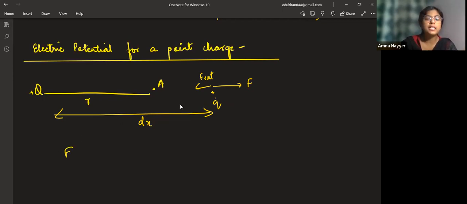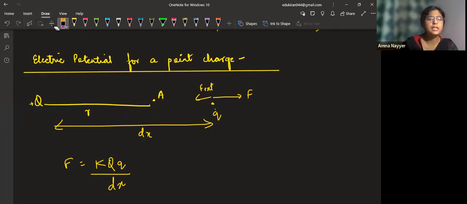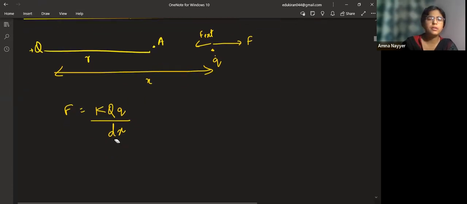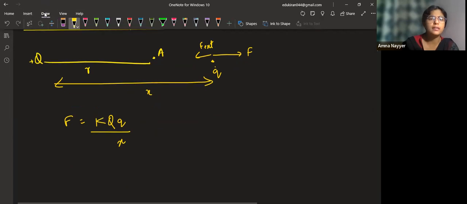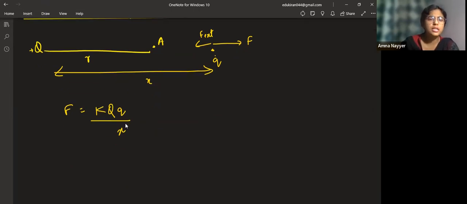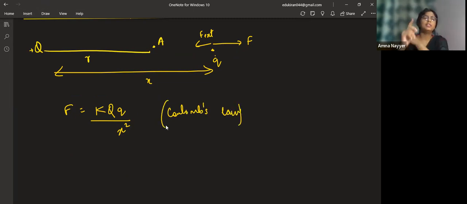So what will be the force? The magnitude of F will be K capital Q small q divided by x square. Let me take this as x, because the separation is not so small. According to Coulomb's law, two charges are there, capital Q and small q, their separation is x, so their force will be K capital Q small q by x square.